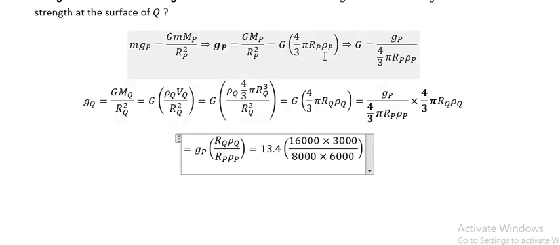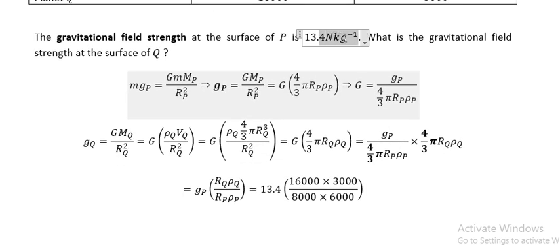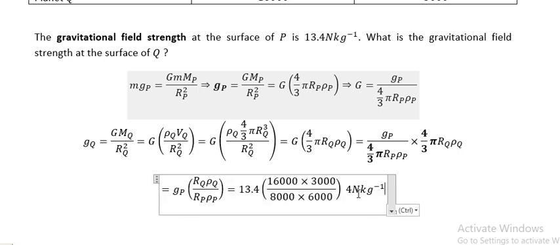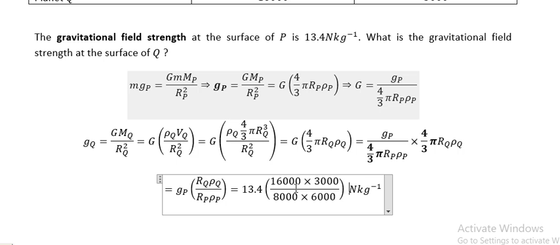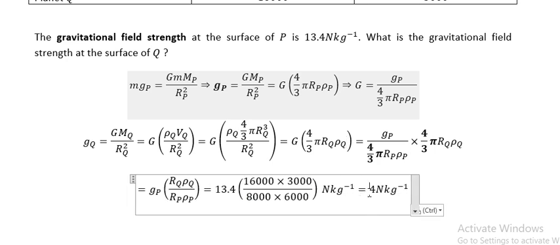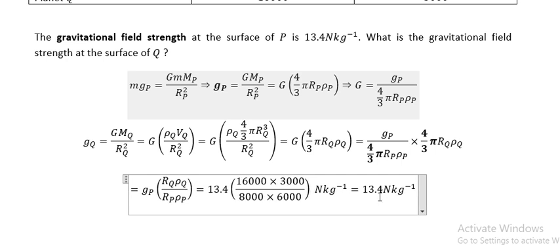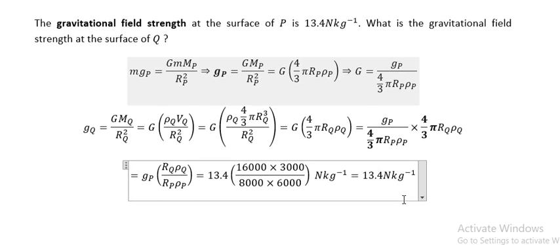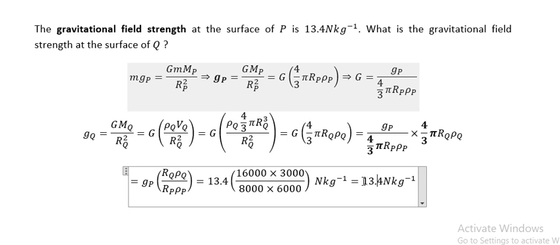So the unit is Newton per kilogram. That's our final unit, Newton per kilogram. So all these zeros cancel. We are going to be left with 48, and we have here 48, so it cancels, and definitely we are still going to get back the original value. Alright, so that is our answer.